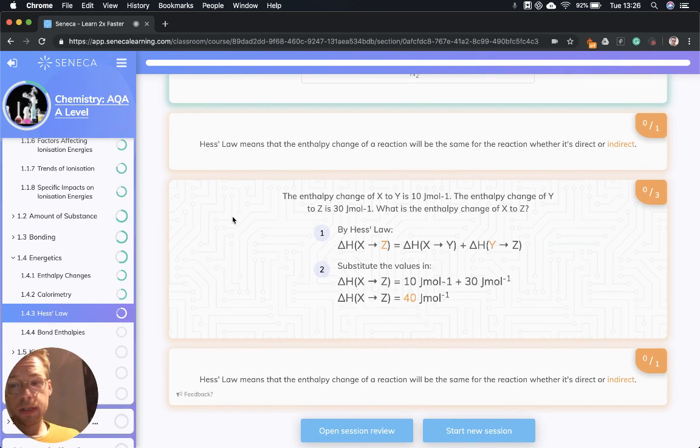Simple as that. So that brings us to the end of this episode about Hess's law. Hope that was a useful conceptual run through of it.